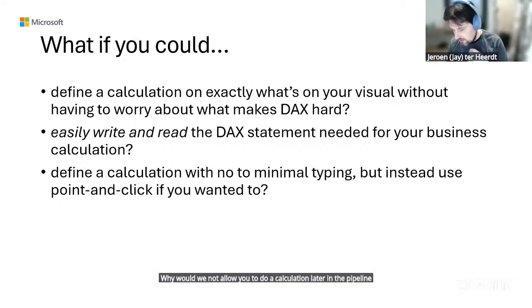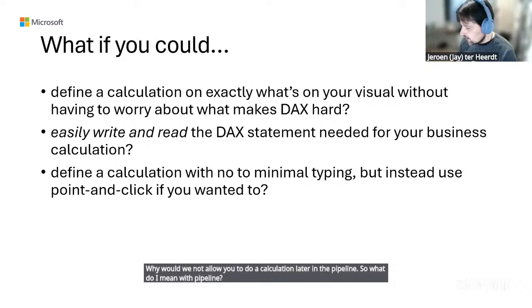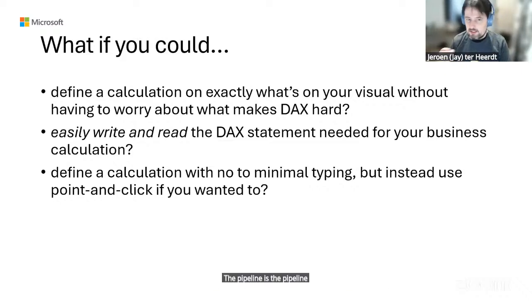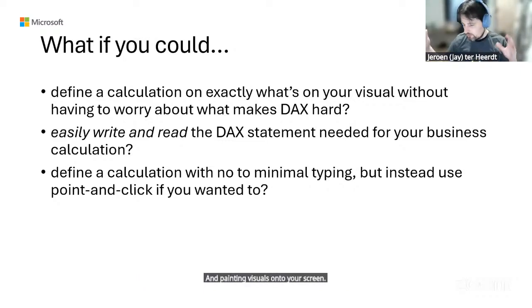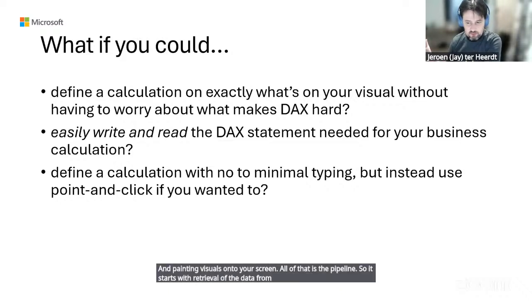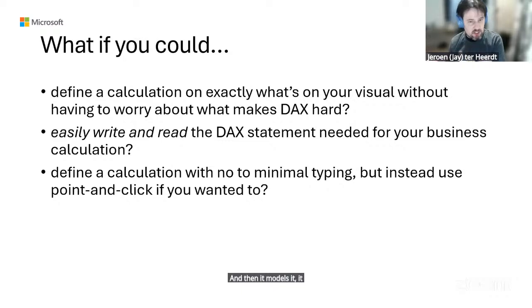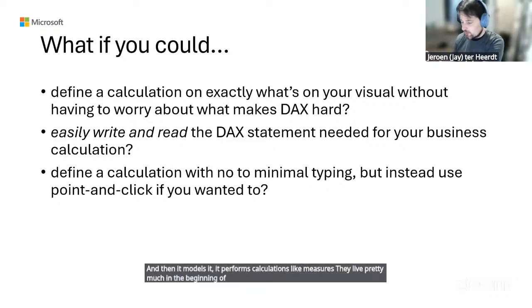So what do I mean with pipeline? The pipeline is all the steps that Power BI takes from getting the data from the data source, whatever data source it might be, and painting visuals onto your screen. All of that is the pipeline. It starts with retrieval of the data from memory or from the data source, and then it models it. It performs calculations like measures. They live pretty much in the beginning of the pipeline. That's where filter context lives.